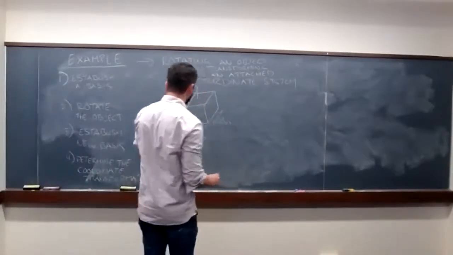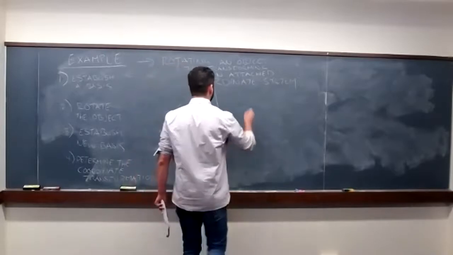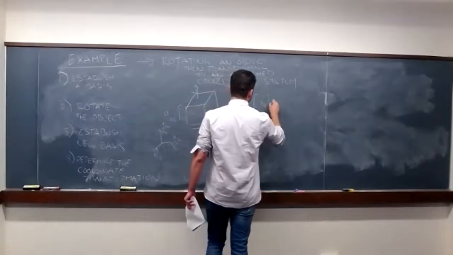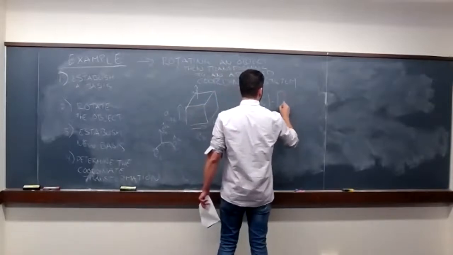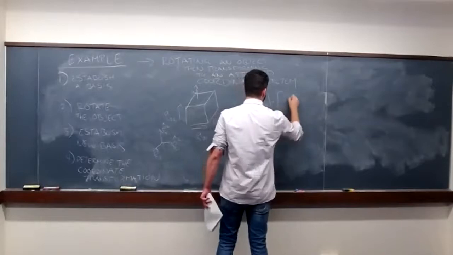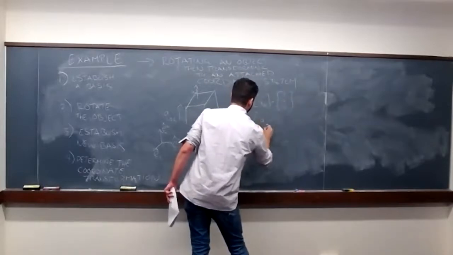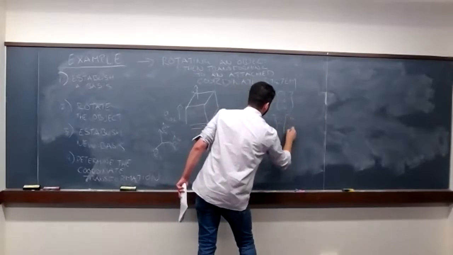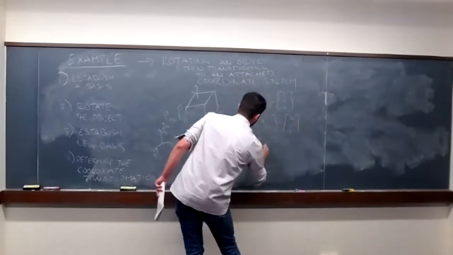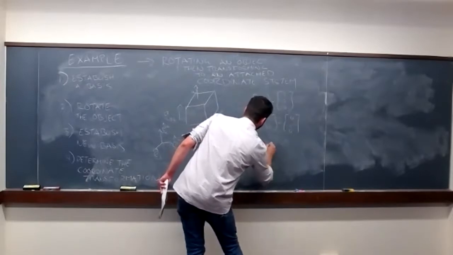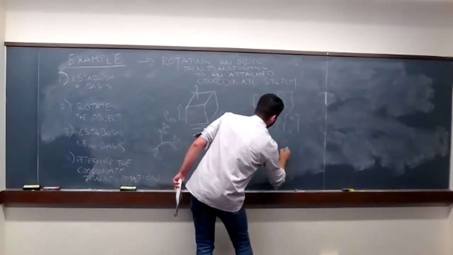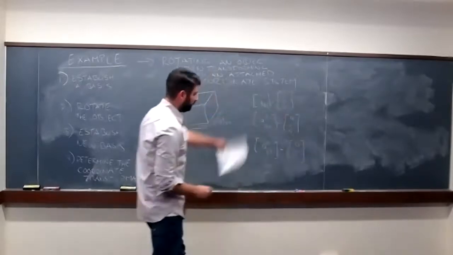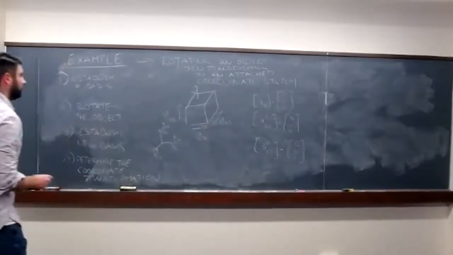And in this convenient coordinate system I've picked, the components of A01 are 1, 0, 0, of A02 are 0, 1, 0, and of A03 are 0, 0, 1. So this seems trivial, but I'm being careful here.